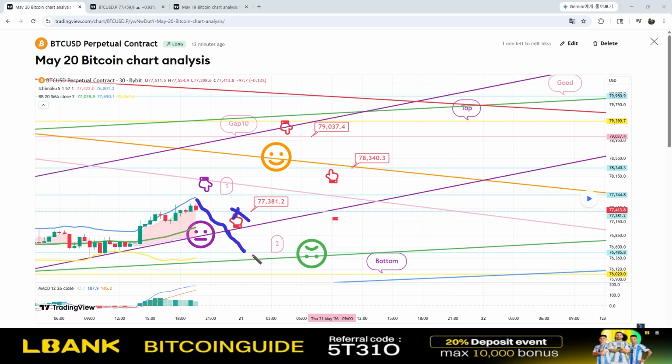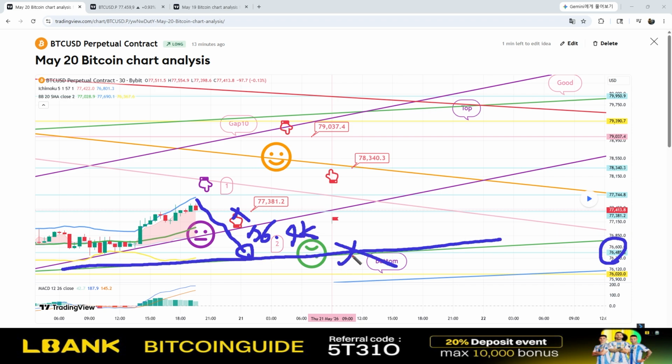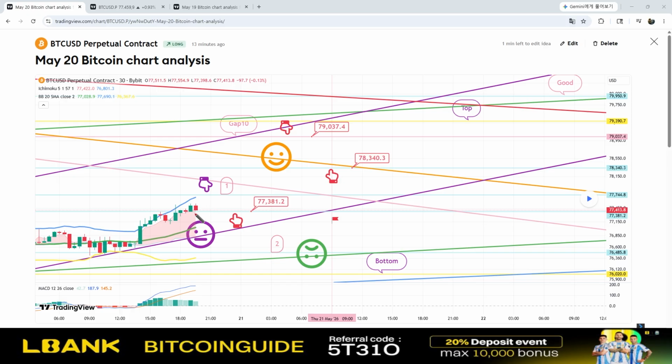If it drops directly without touching the first zone at the top, then instead of 77.3K, the second zone at the bottom, 76.4K, is the long position entry zone. The stop loss is set if it breaks the green support line, and the targets for the first gap 10 zone, and the rest remain the same as the order above. It's not difficult, right? Just watch to see if it touches and drops or if it drops right away.